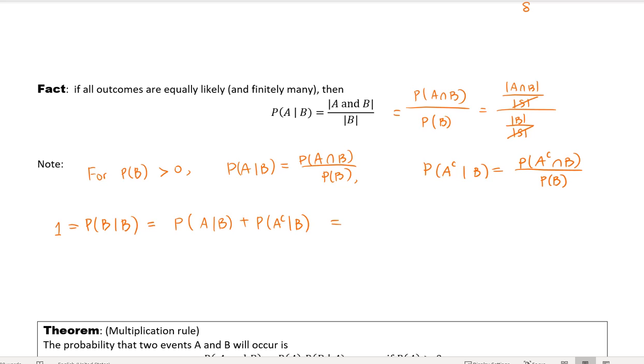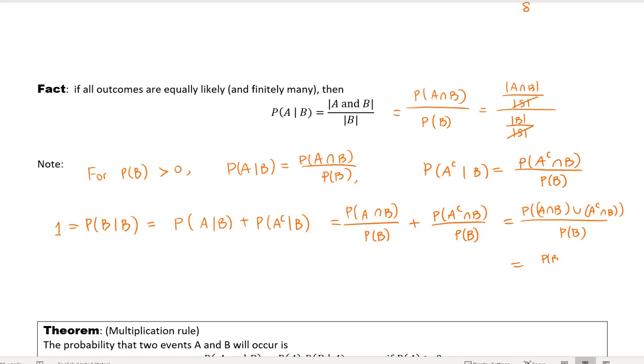Right? So that's why we have P of A and B over P of B plus P of A complement and B over P of B. And the numerator, because they're disjoint, that's why you have P of A and B union A complement and B. And the numerator, because A union A complement is just the universal set, intersect B is just P of B. So P of B over P of B is 1. Okay?